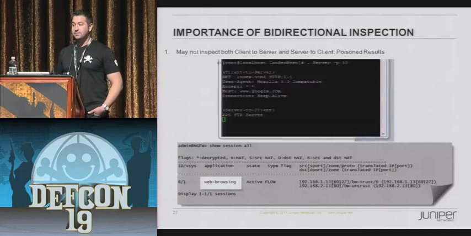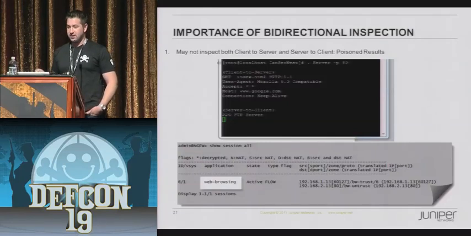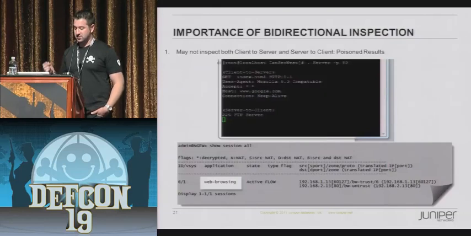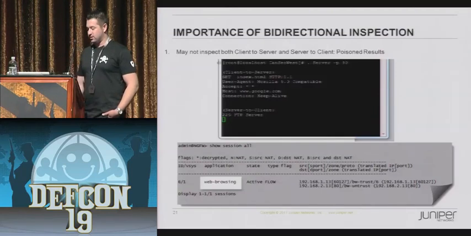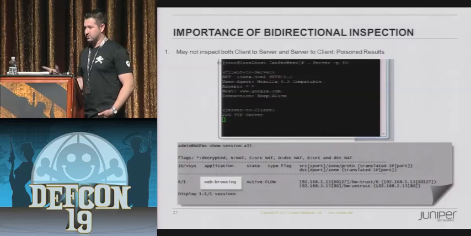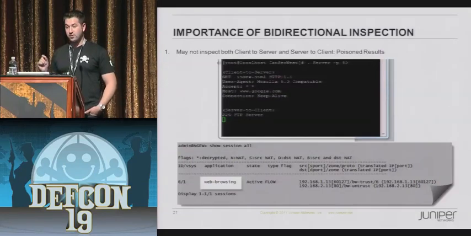FTP and SMTP actually look really, really similar, as it turns out. And if you're not looking at both directions, it can be very hard to tell the difference, especially depending on the implementation of different SMTP and FTP servers. So checking for bidirectional inspection is going to be really important.